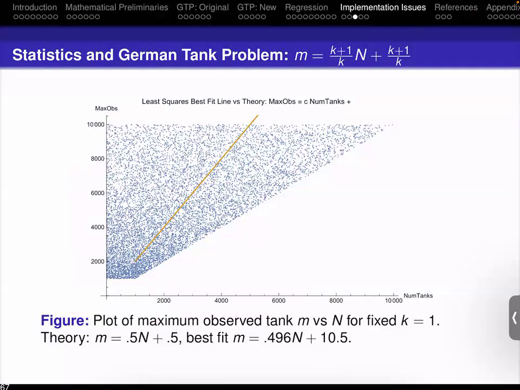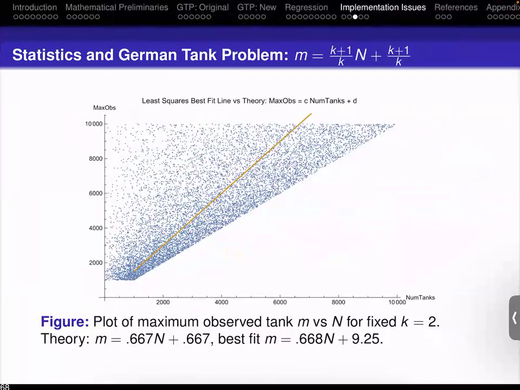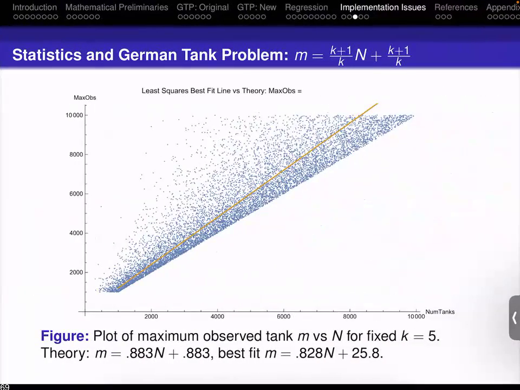Okay? So this is the power. If I didn't know this relationship, I would say when k equals 1, it looks like the factor is about 1/2. When k equals 2, I get 0.668, and the correct answer is 2/3, about 0.667. Again, pretty good. When k equals 5, 0.828 versus 0.833, not bad.